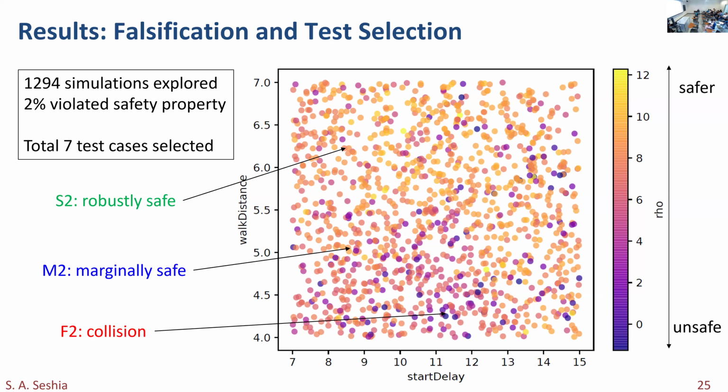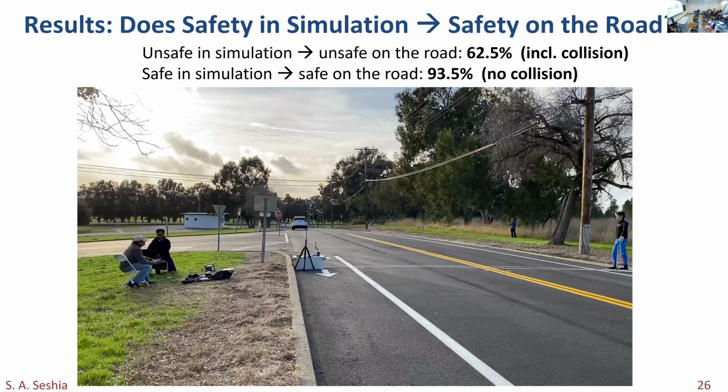Okay. And so overall, what we found was that if it was unsafe in simulation, it was also the majority of the time unsafe on the road, and I'll show you an example of that. And what we also found is that if it was safe in simulation, almost always it was safe on the road. We can talk more about why this might be, and the paper actually has quite a detailed discussion of this.